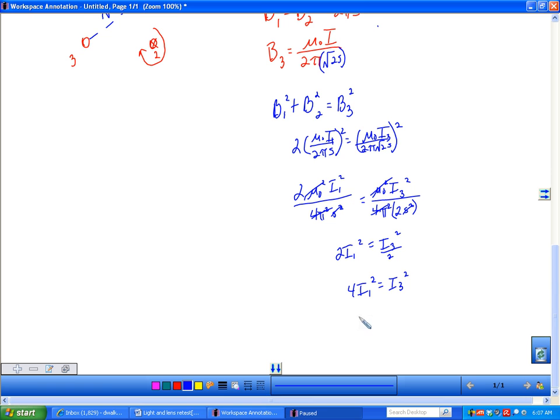So if they wanted the ratio of I3 to I1, then I have 4 over 1 equals I3 squared over I1 squared. Take the square root of both sides, so 2 over 1 is equal to I3 over I1, or I2, or just plain old I, however you want to address it. So there's my ratio. Right. So I'm going to stop there and go on to the next recording and do chapter 20.